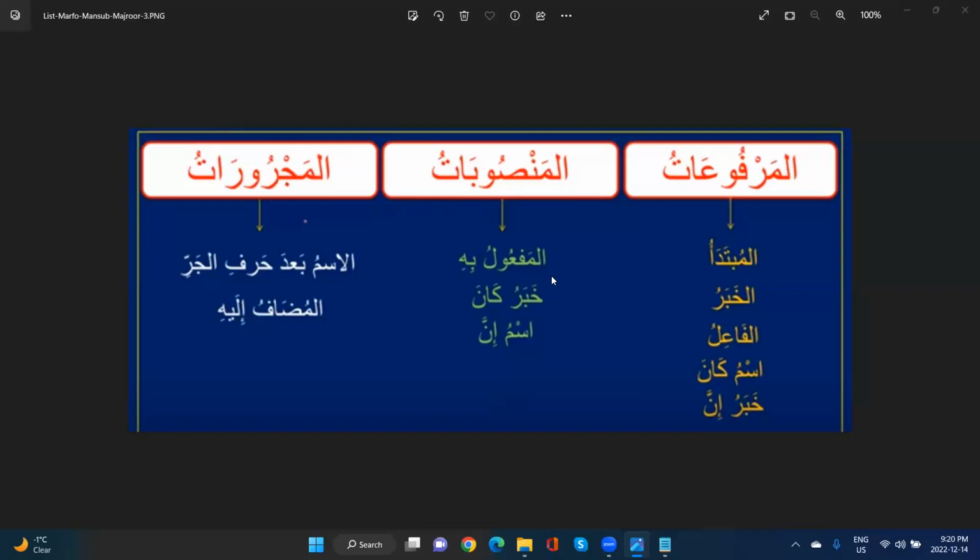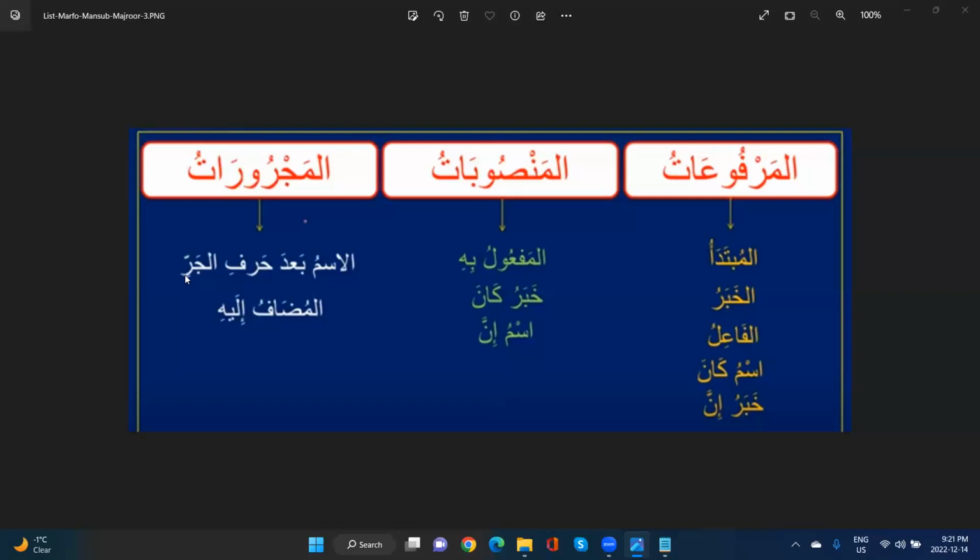And then mansubat. This is a list of things for how you are going to identify. Now when we deal with majrurat, we know that any ism after a harf jar is going to be majrur. As soon as you see any harf jar, after that you will find, most of the time, a noun. Actually, this is one of the criteria to tell whether it's a noun or not. If there is a jara before it, you know that it is a noun.